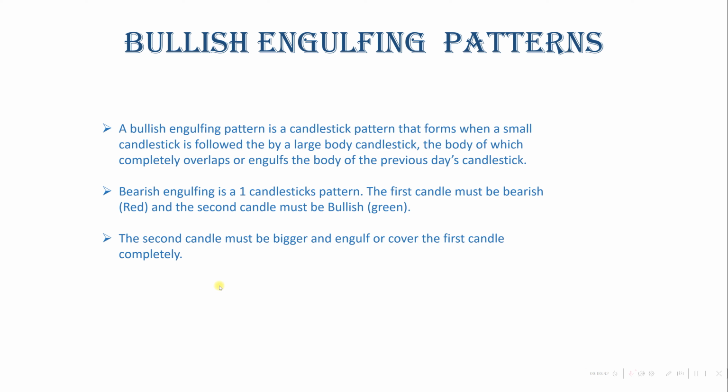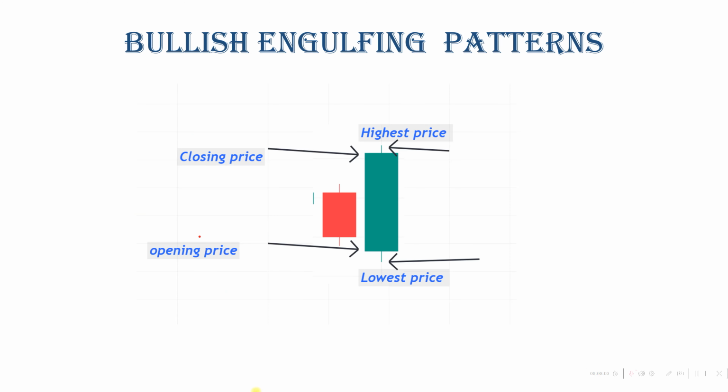The first candle should be red in color and the second candle should be green in color. The green candle completely engulfs the red candle. That is how the bullish engulfing pattern is formed. This is the example for the bullish engulfing pattern.